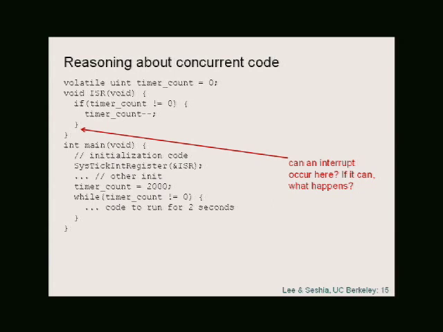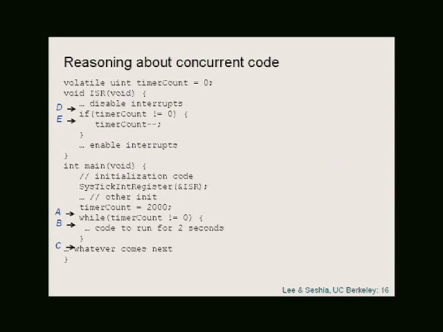Let me label the code here with program locations. A, for example, is the program location right after timer count equals 2000. B is the program counter location right before this code is executed. And C is the location at the end of the main function. So Pranav's question is, suppose you were at B or somewhere in between. Is it guaranteed that you'll eventually reach C, if the while loop terminates and then you quit?